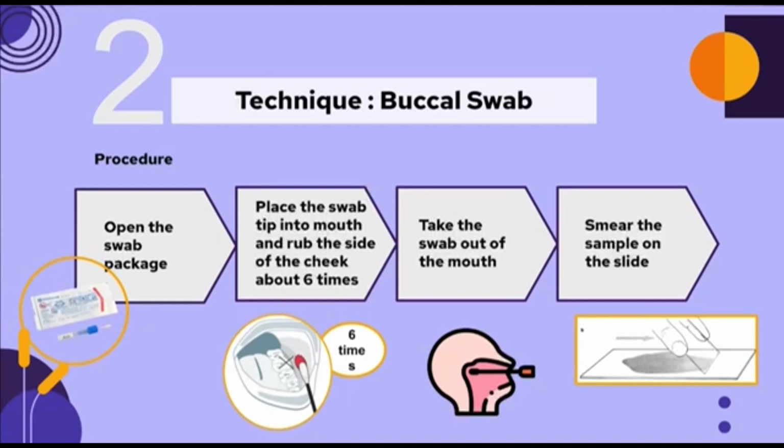For the buccal swab technique, firstly open the swab package, then place the swab tip into the mouth and rub the side of the cheek about 6 times. Then take off the swab from the mouth and directly smear the sample on the slide. Staining that we use in this technique is MGG stain.